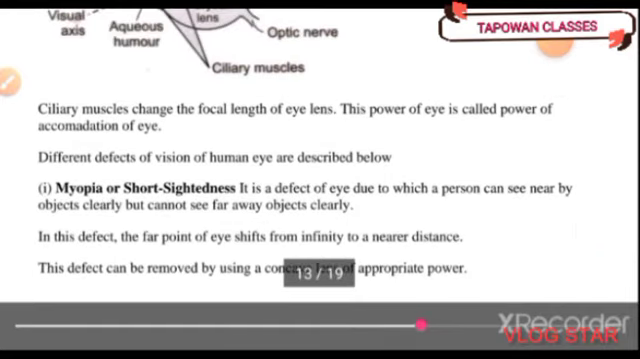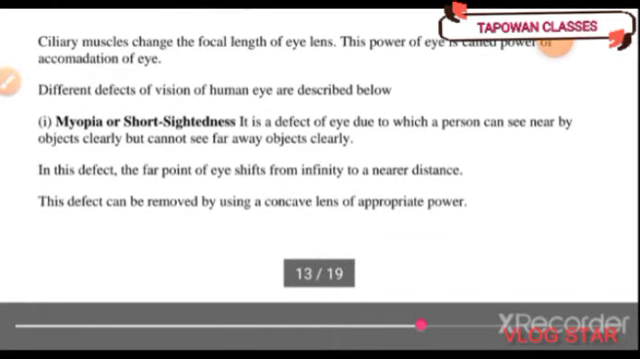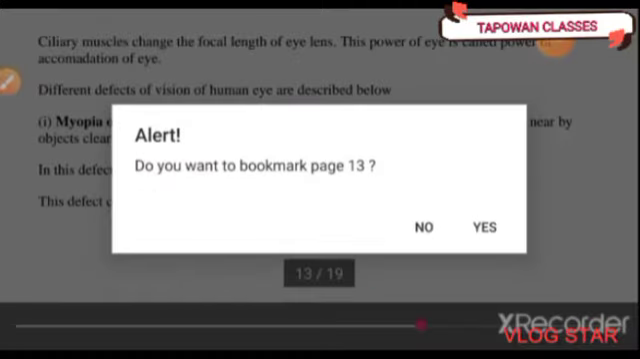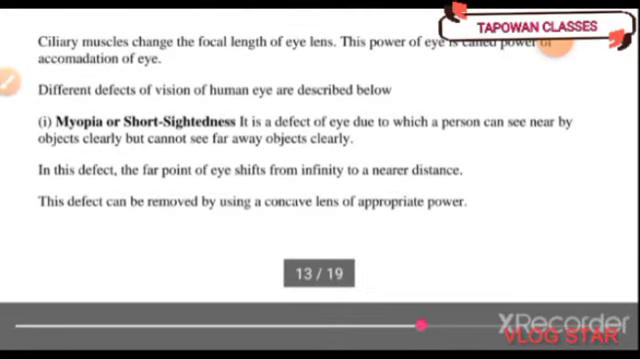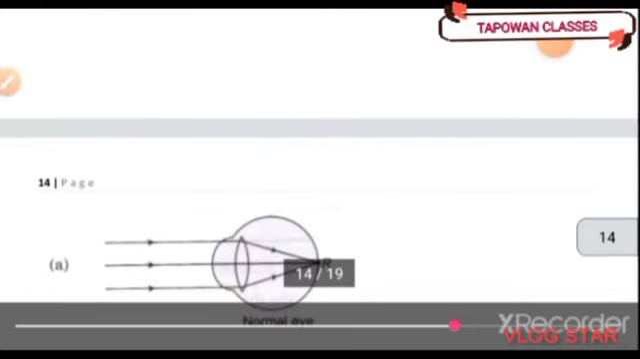Different defects of vision exist in human beings. The first is myopia, or short-sightedness. It is a defect of the eye due to which a person can see nearby objects clearly but cannot see far away objects clearly. In this defect, the far point of the eye shifts from infinity to a nearer distance. This defect can be removed by using a concave lens of appropriate power.